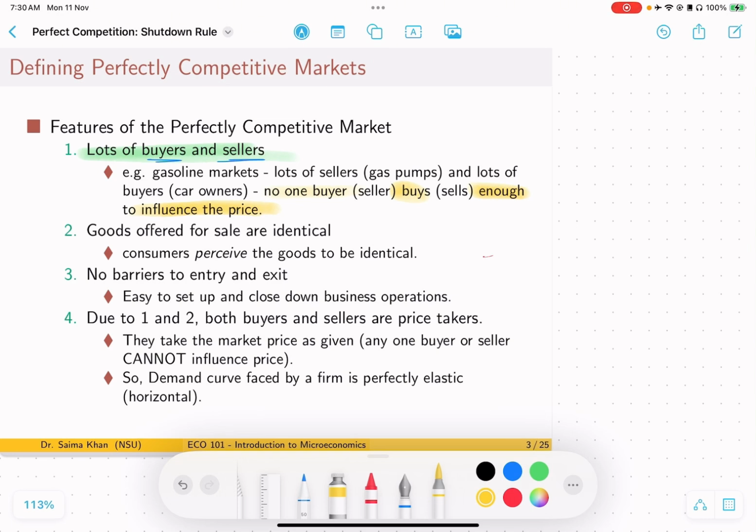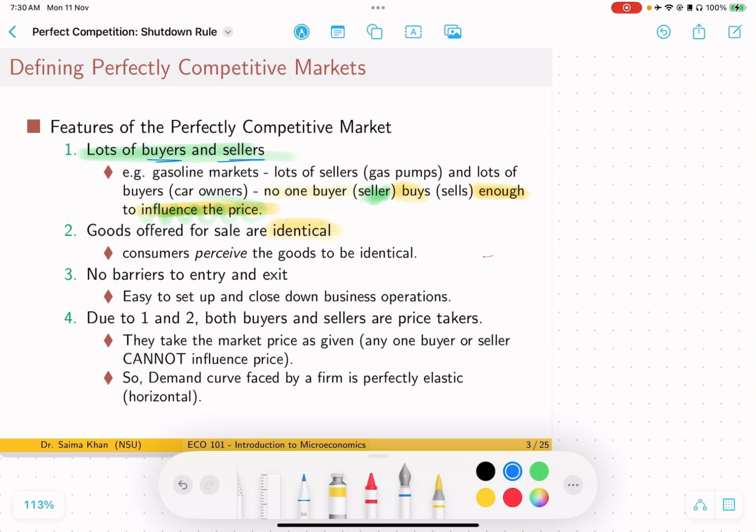In a perfectly competitive market, there's so many buyers that no one single buyer can actually dictate or influence the price. At the same time, there are many sellers, right? So when there are many sellers, you can't have just one seller who goes and dictates what the market price will be.